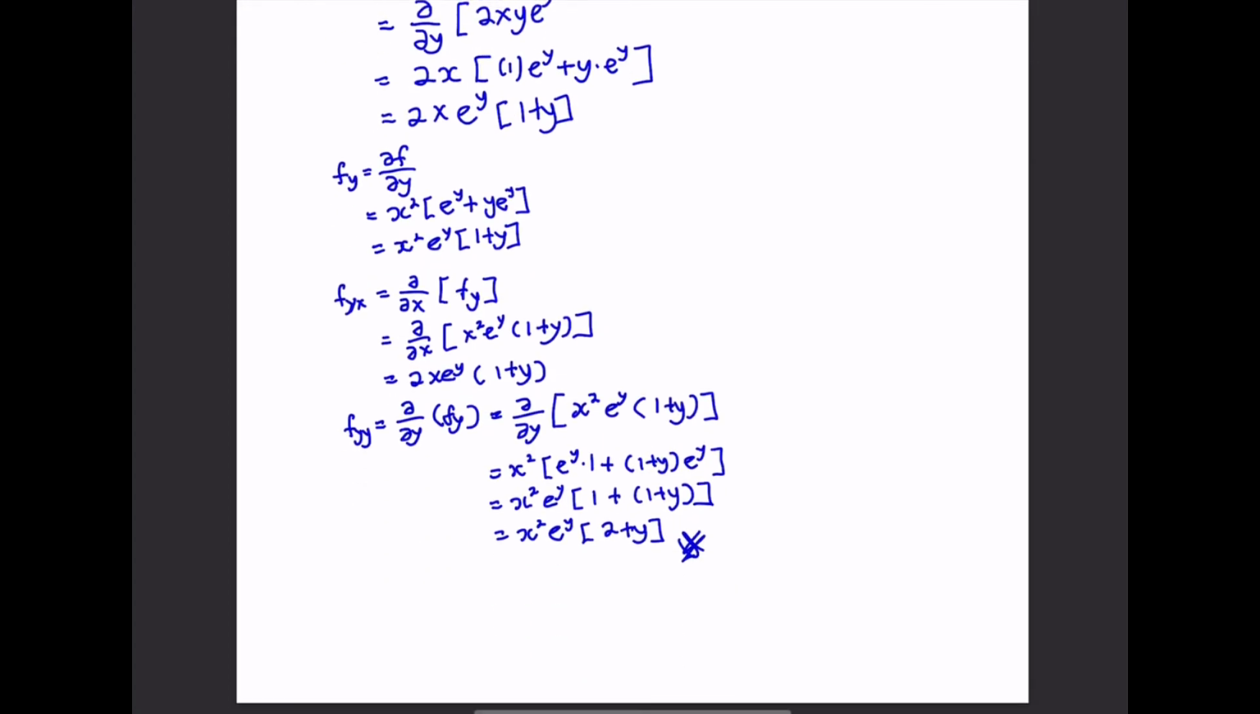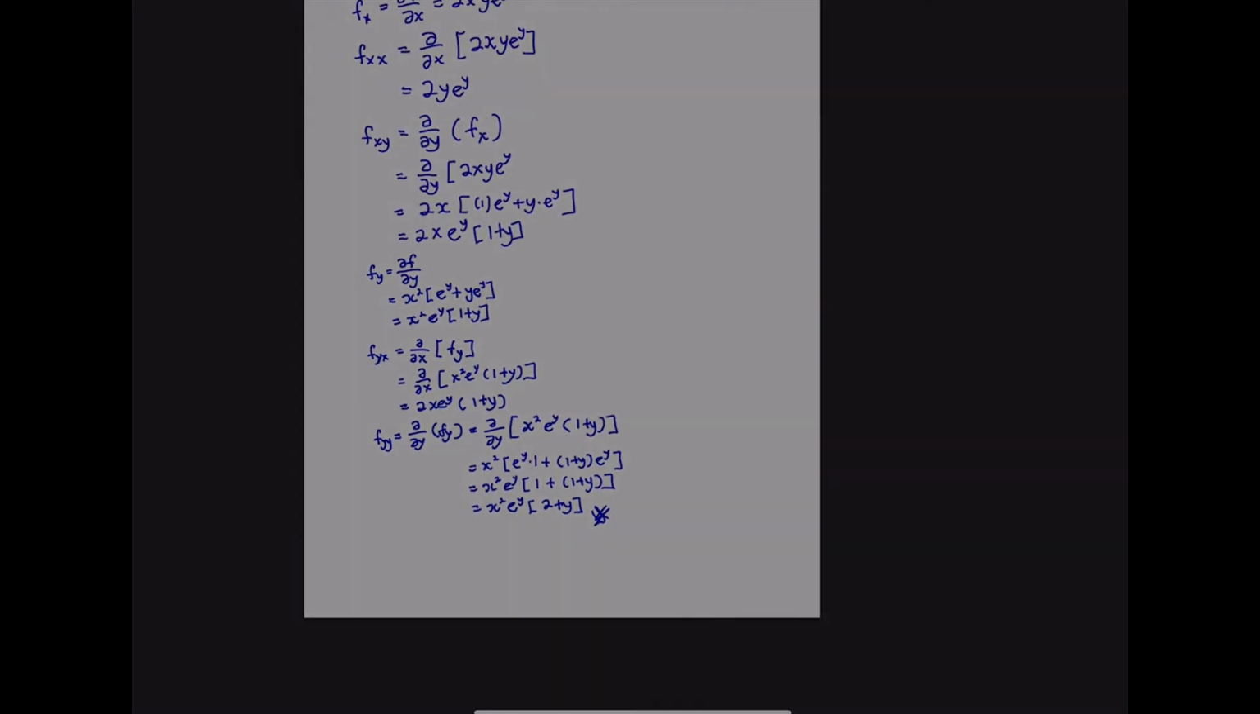Okay, so the last one is fyy. First we get the fy, then we differentiate again with respect to y, and then we will get the answer. So that's all from me.